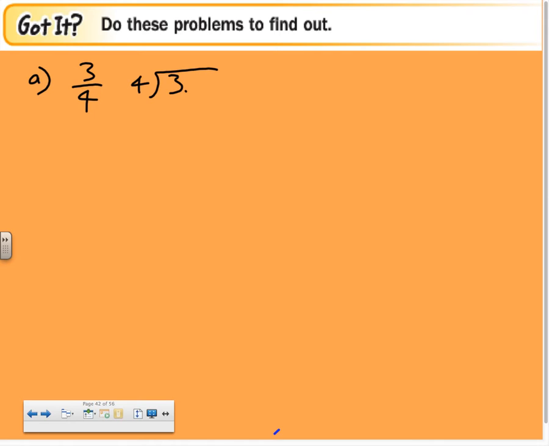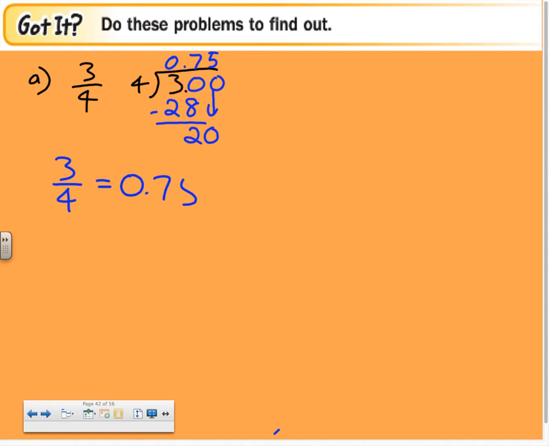All right. Let's finish A first of all. Does 4 go into 3? No, it does not. Does 4 go into 30? How many times? 7. 7 times 4 is 28. 30 minus 28 is 2, bring down a 0. 4 goes into 20 5 times exactly. So 3/4 as a decimal equals 0.75.